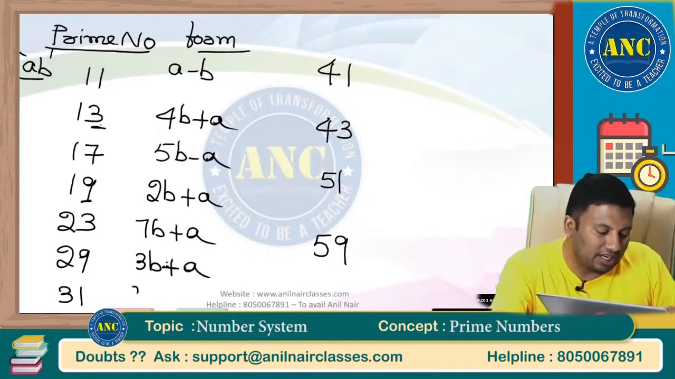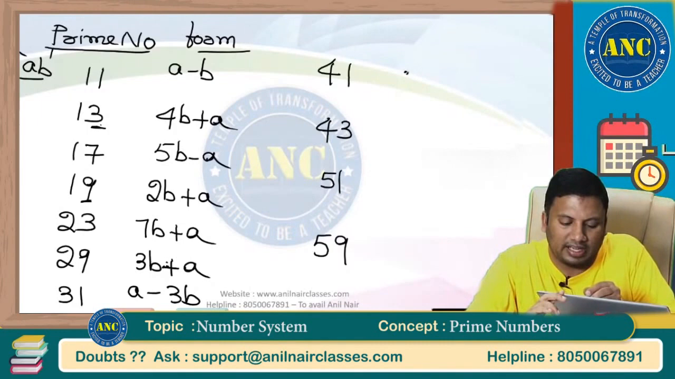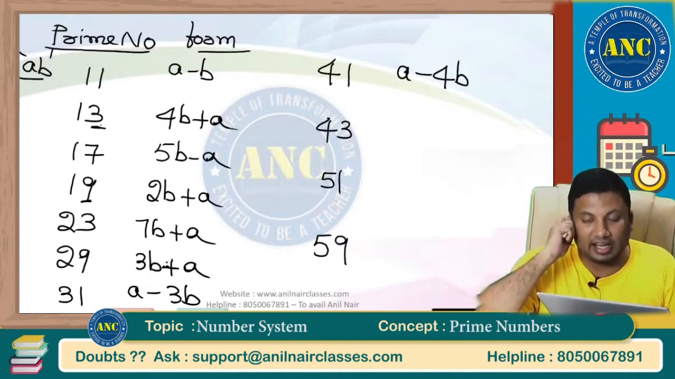31: 3 minus 3, it is 0. The divisibility rule is A minus 3B. 4 minus 4, it is 0. You can develop your own rule: A minus 4B. I hope the idea is clear, right?